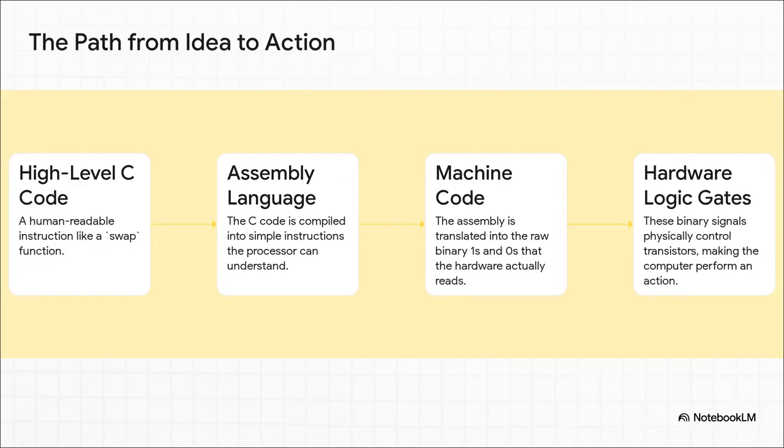So, what does this stack look like in the real world? Well, let's trace the journey. It all starts with a simple, human-readable idea, maybe a swap function you'd write in C. A compiler then takes that and translates it into a much simpler language the processor can understand, like MIPS or LEGv8 assembly, which you'll definitely see in your courses. Then an assembler turns that into the raw binary, the ones and zeros of machine code. And finally, those electrical signals, those ones and zeros, physically control the logic gates and transistors. You've just gone from a pure idea to a physical action.